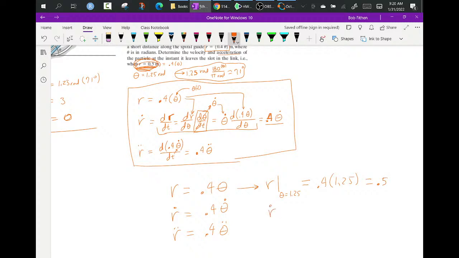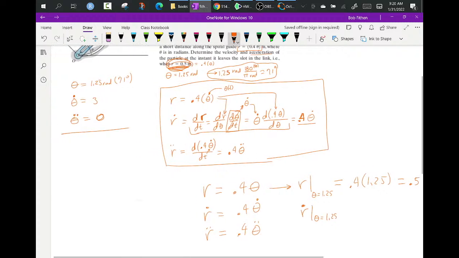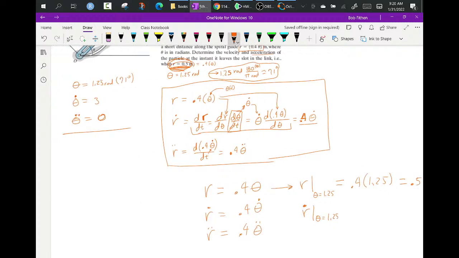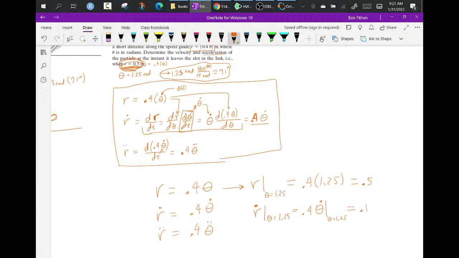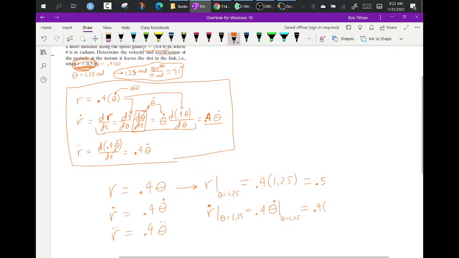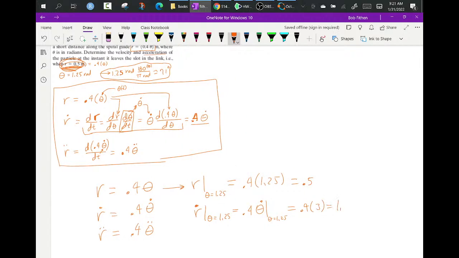Now we should be looking for r dot at theta equal to 1.25, and this is in radians. Well, as it turns out, you would simply go 0.4 theta dot at theta equal to 1.25, and guess what? That was given to you. So that's nothing more than 0.4 times, I believe it was 3, or I believe that's 1.2.